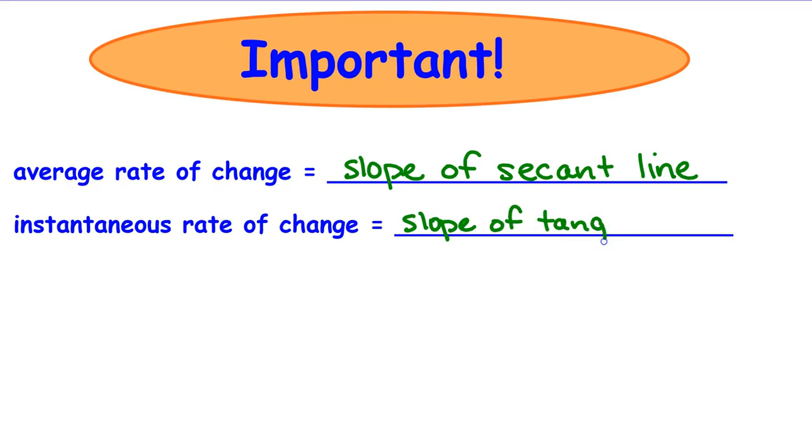It's important to remember the differences between these two. In particular, some of the problems we do have to do with velocity. Instantaneous rate of change would be velocity at a particular point. Average rate of change would be the velocity found by just taking 2 points and finding the slope between them.